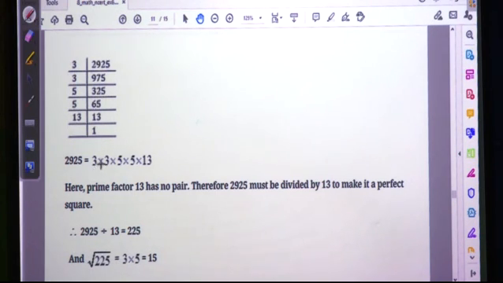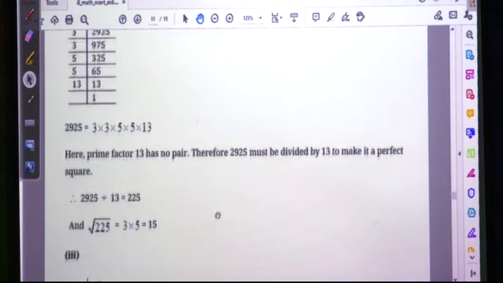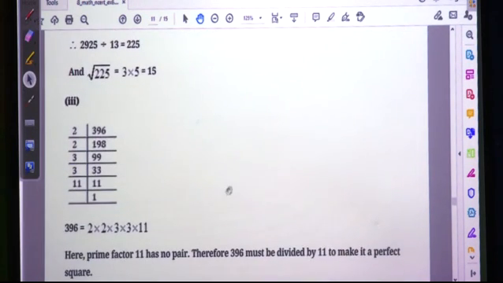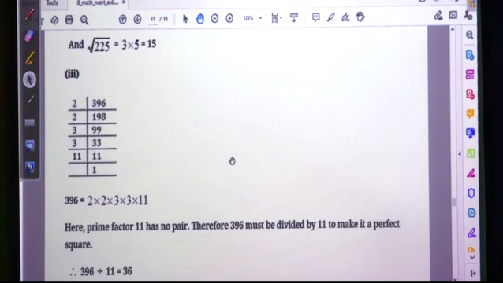Now what happens here? A pair of 3 and a pair of 5. So 1 3 and 1 5, 15. So the square root of 225 is 15. Let us see the next sum. 396.